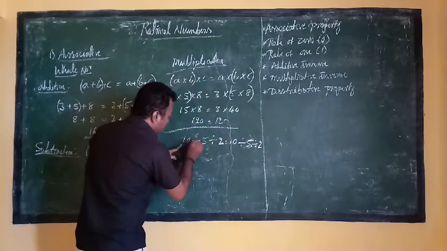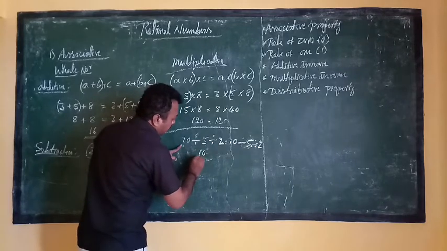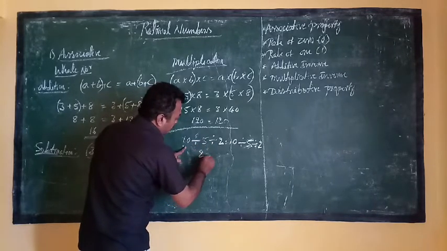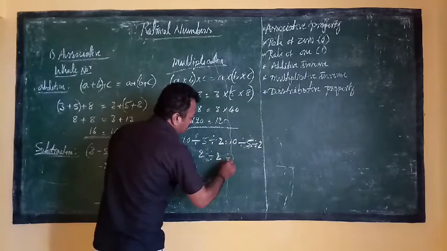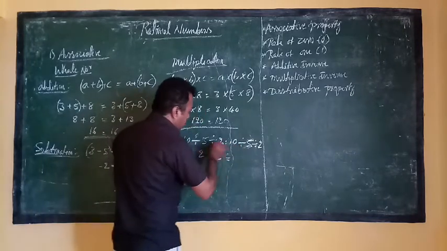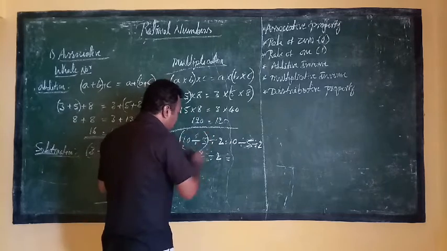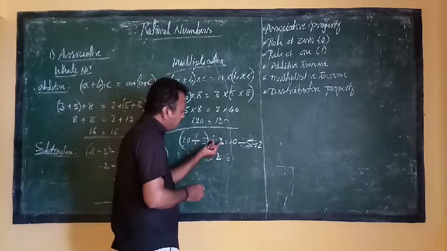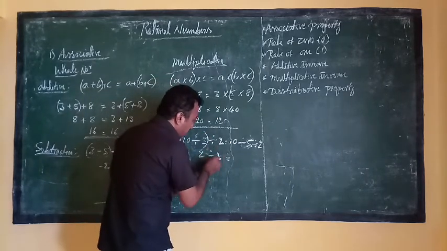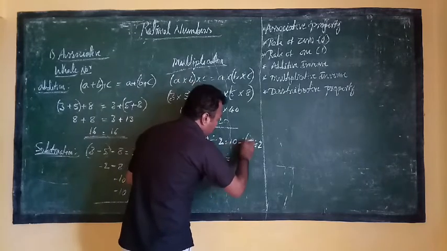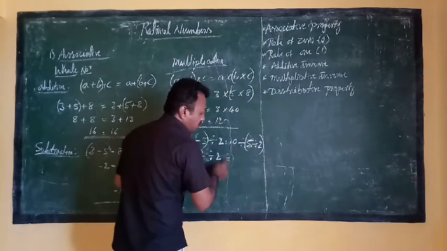See, 10 divided by 5, how much? 10 by 5 means 5 2s are 10, correct? 5 2s are 10 divided by 2. It is equal to 10 divided by 5 divided by 2. First I will make the group of this number, and then divided by 2, as it is, write down. Next, the last two numbers I will divide.